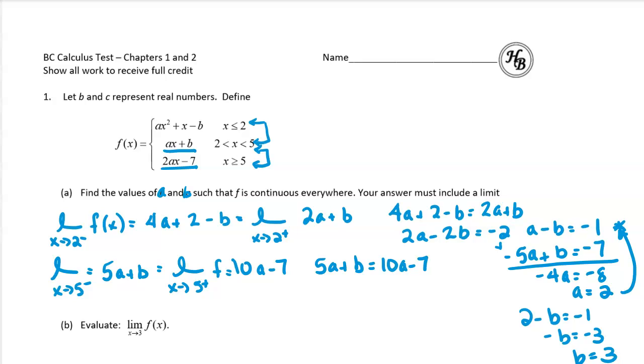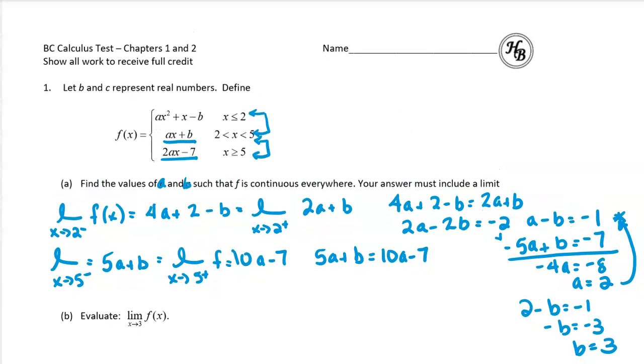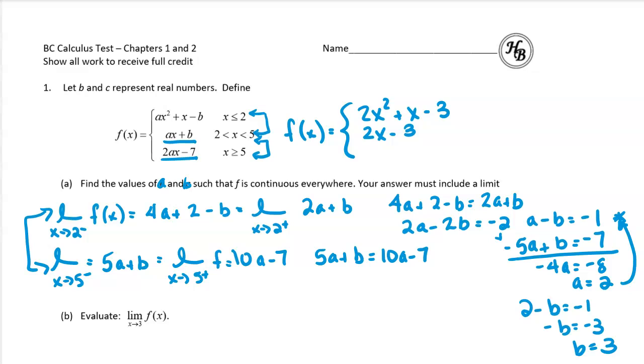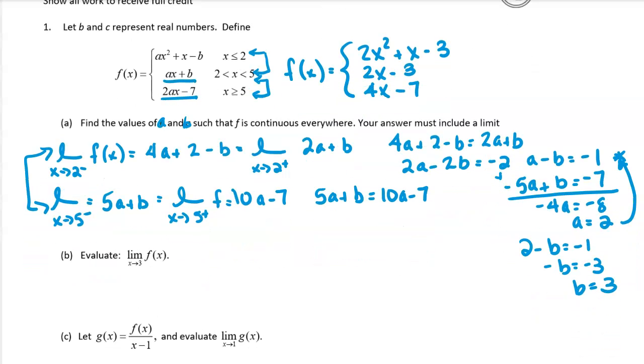So if you got different answers for that, but you still took your a and b and plugged them up here, I followed your work and didn't take off more than the points that I took off here. But I did need to see both of these limit equations. So that makes my f of x to be 2x squared plus x minus 3, and then 2x minus 3, and 4x minus 7. So now let's evaluate the limit as x approaches 3.